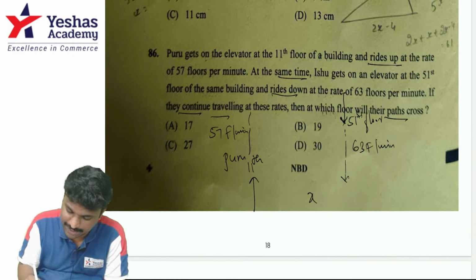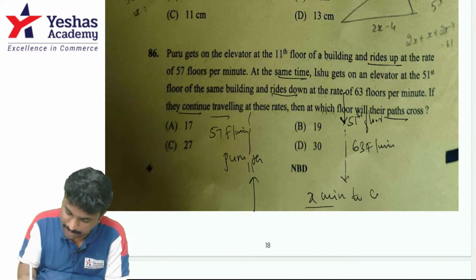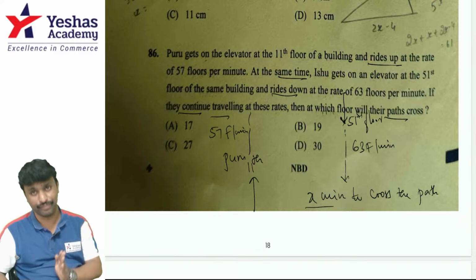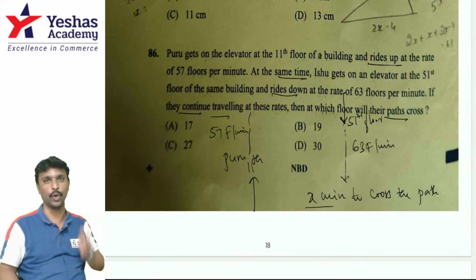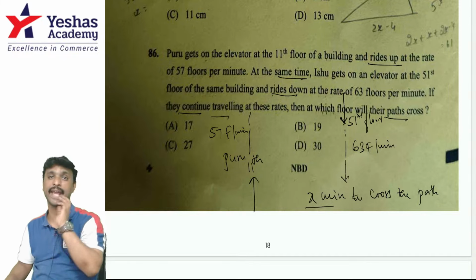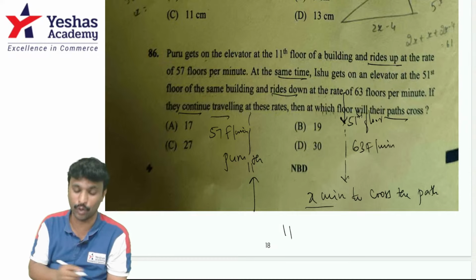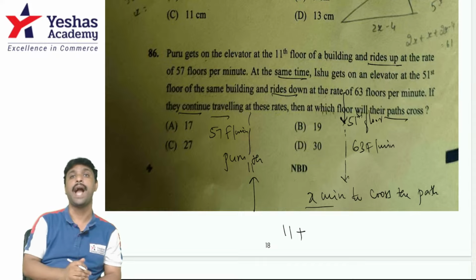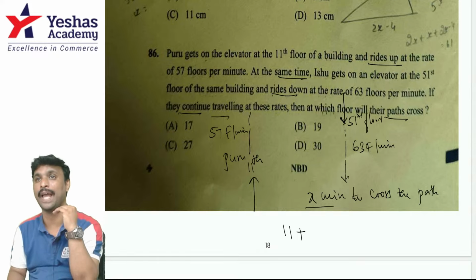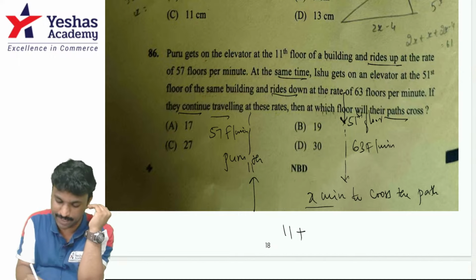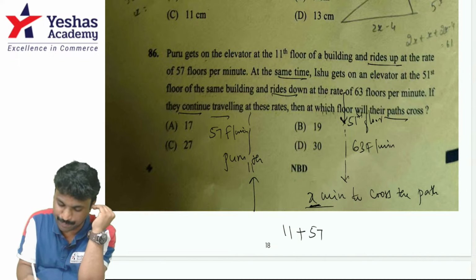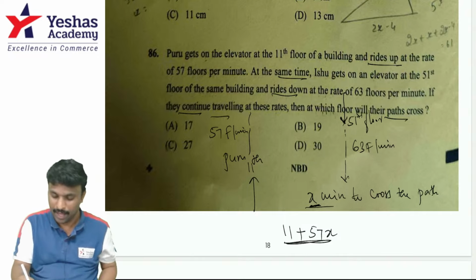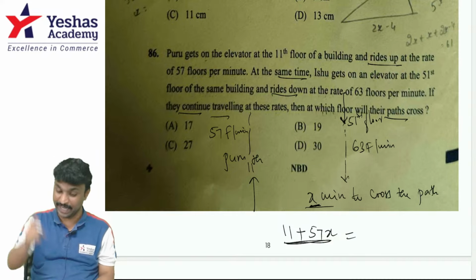Let's say it takes x minutes to cross the path. All right. So now tell me which floor Puru will be in x minutes. So he's starting on the 11th floor. He's going up, so I have to take plus. And what is the speed of Puru's elevator? It is 57 floors per minute. So how many minutes is it taking? x minutes. So 57 into x. So this is the number of floors Puru covers. Total number of floors, right? And then including that 11.